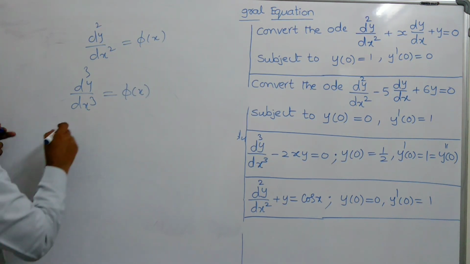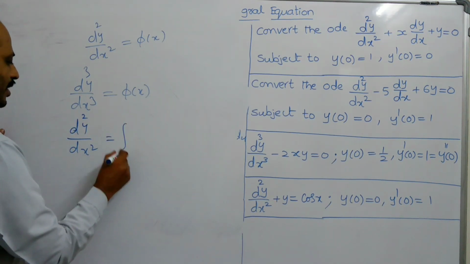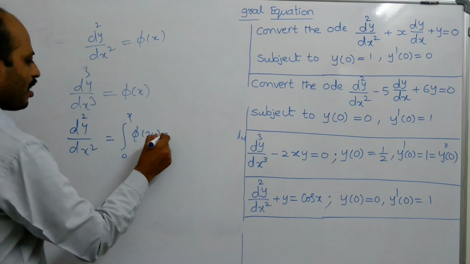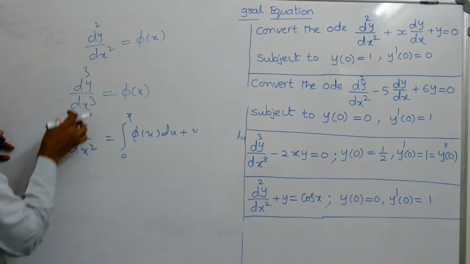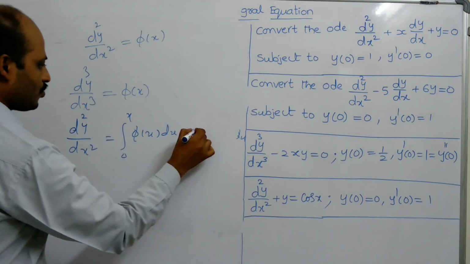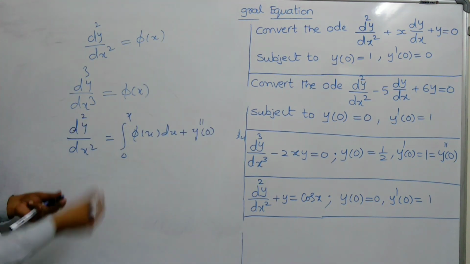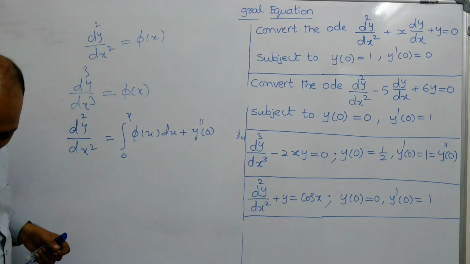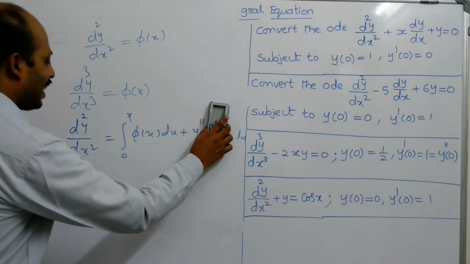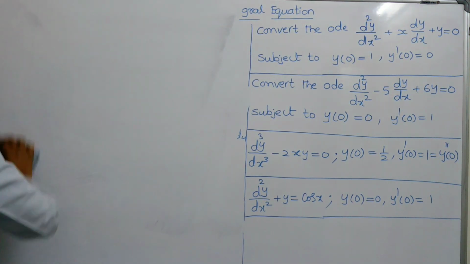Integrate the first time, you get d square y by dx square is equal to integral 0 to x pi of u du plus, from d cube it is reduced to d square, so you can write y double dash of 0, and so on. You remember this process, then it is very simple and easy to convert differential equations into integral equations.